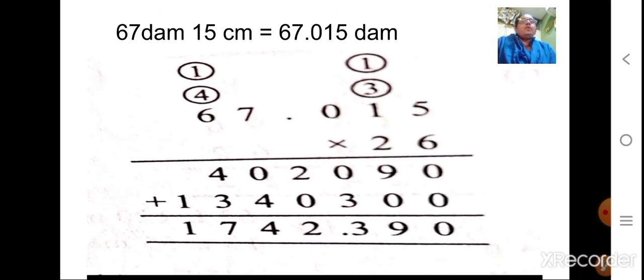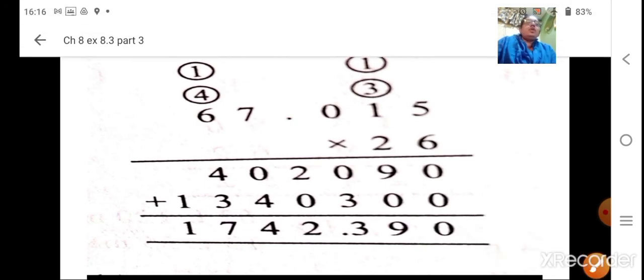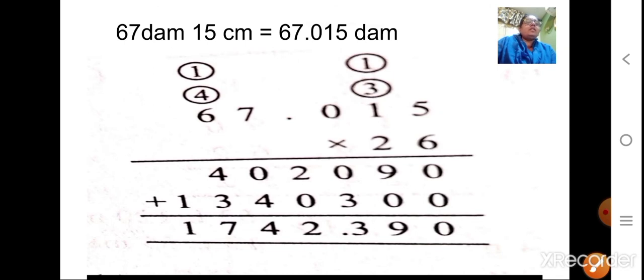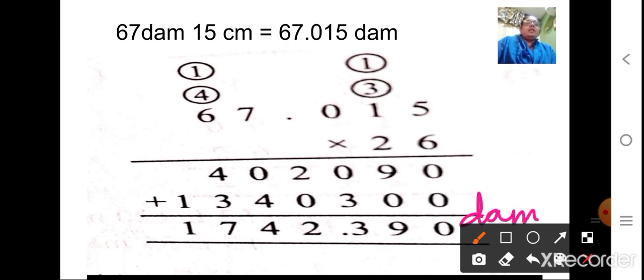Here you have to write 1742 using the decimal point. You have to write the unit, that is decameter. Just solve this sum and check with this slide whether your answer is correct. Now here decameter is not written, so you have to write the unit, that is decameter, after solving the sum. So writing the unit is very important and necessary.